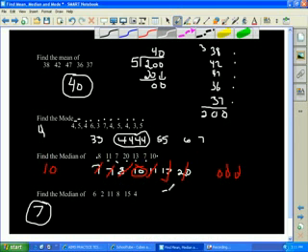So we have the number 2, mark it off. We have the number 4. We have the number 6. We have the number 8. We have the number 11. And we have the number 15.